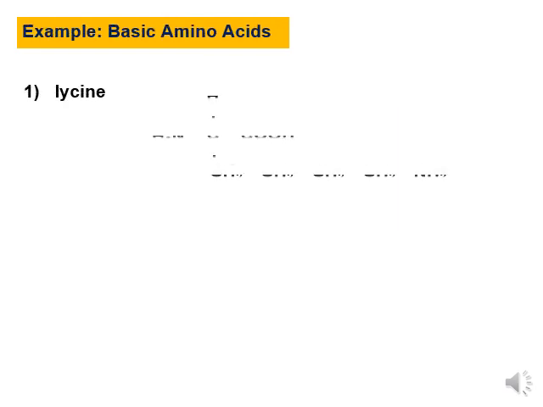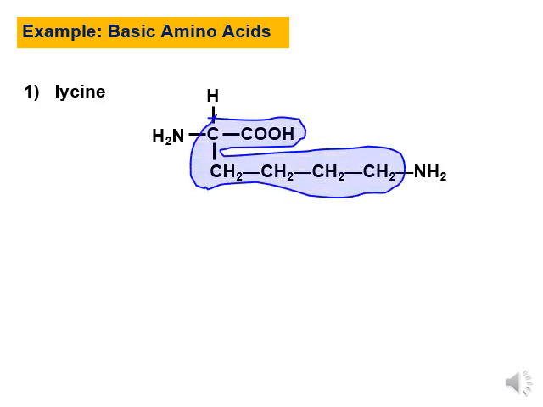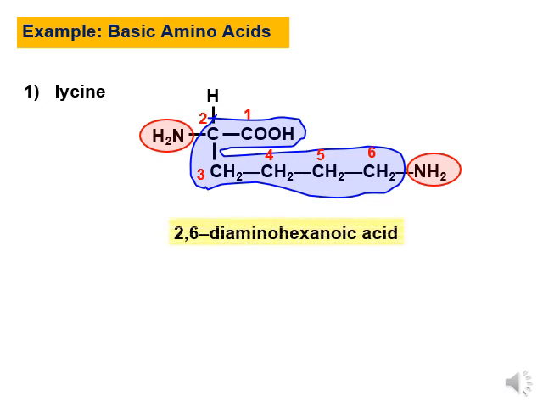And continue with basic amino acid, lysine. How many carbon here? So total here will be 6 carbon, and then you got 2 substituents of amino. So the name will be 2,6-diaminohexanoic acid. Okay, lysine.